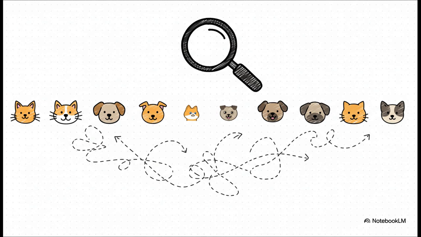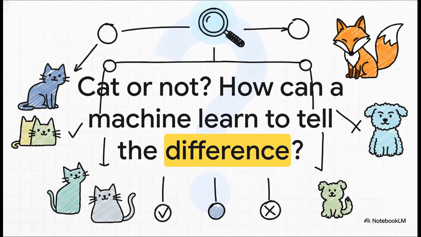Okay, so imagine we're presented with a lineup of suspects. Some of these animals are cats, and some, well, they're not. Our job, and the machine's job, is to figure out who's who. Right now, it's just a jumbled mess. So here's the big question. How can we build a system, a model, that can look at this group and automatically, and more importantly, accurately, separate the cats from the imposters? That is the case we're cracking today.